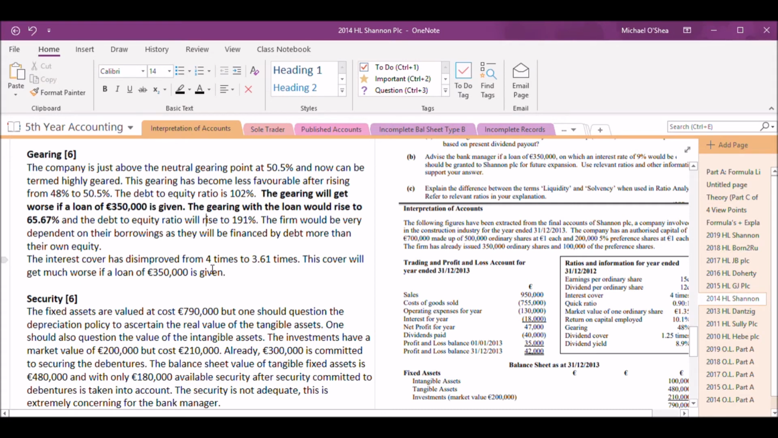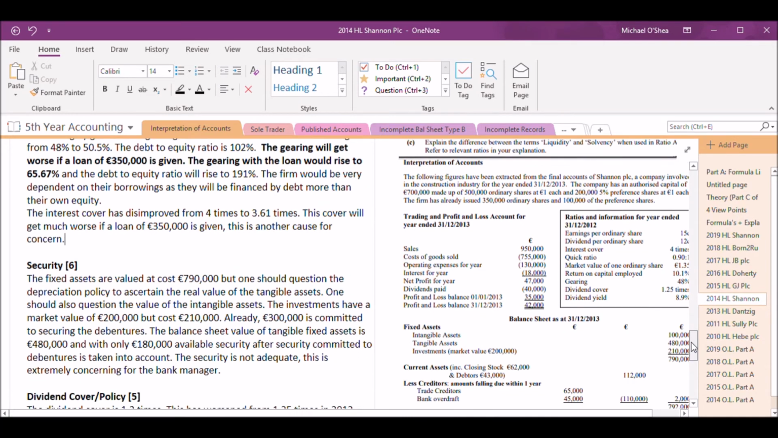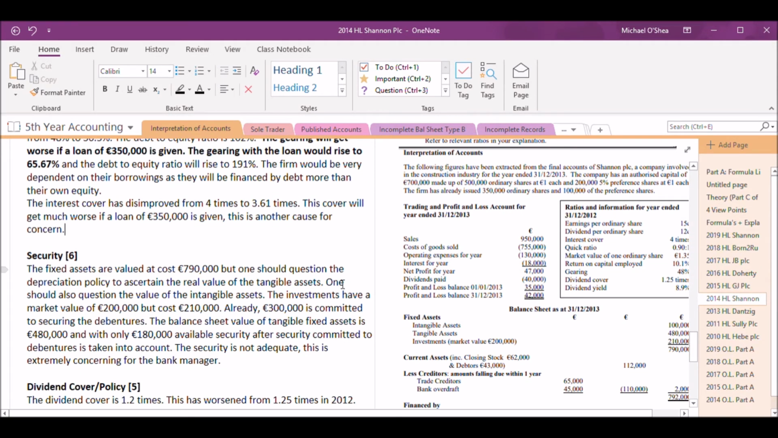Interest cover has disimproved from 4 times to 3.61 times. Interest cover is going to get even worse if the loan of 350,000 euro is given. Even though we've kind of made reference already about this being concerning, this is another cause for concern. Interest is going to rise by 31,500, 350,000 by 9%. So therefore my interest is going to go up from 18,000 to 49,500, which means the cover is going to automatically come down, because the interest cover is obviously affected by the interest.